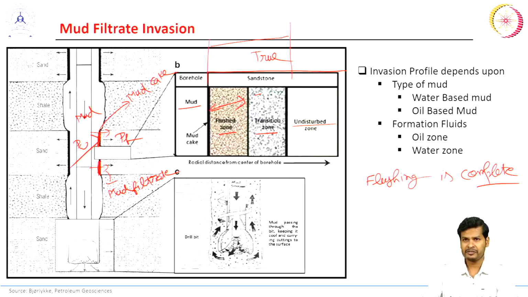Then there will be a transition zone where the flushing is incomplete. That means mud filtrate has invaded, but it was not able to displace all the initial formation fluid. So as you move further, what will happen? The amount of mud filtrate will decrease. If we move away from the flush zone towards the undisturbed zone, the amount of mud filtrate will decrease in the transition zone. Then in the undisturbed zone, what will happen? We'll have true saturations, that means the initial formation fluid saturation.